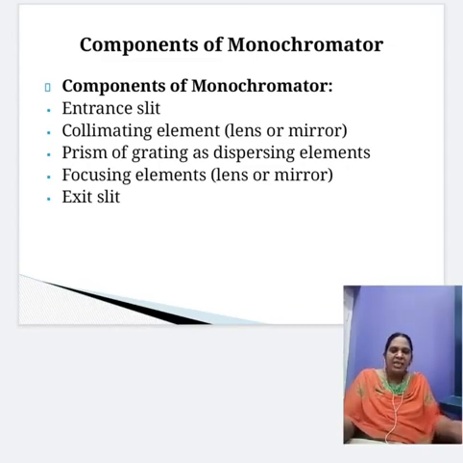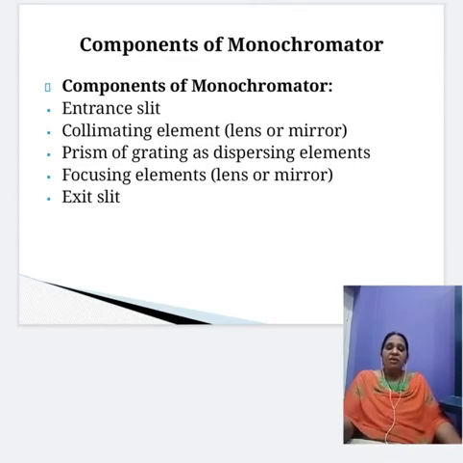It makes the light coming from the entrance slit parallel. That is the use of the collimator. Then the next one is the prism or the grating. It is the dispersing element, which disperses the incident radiation.